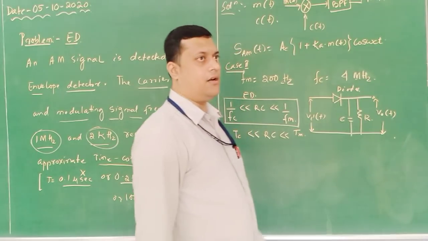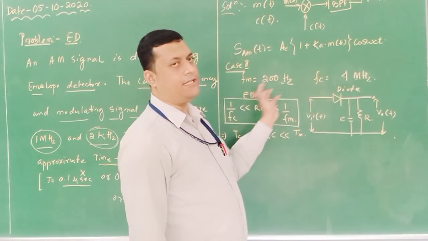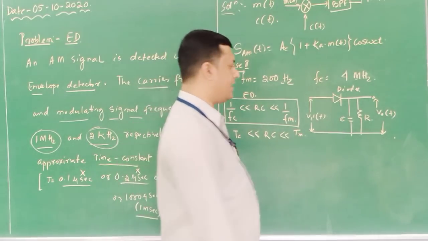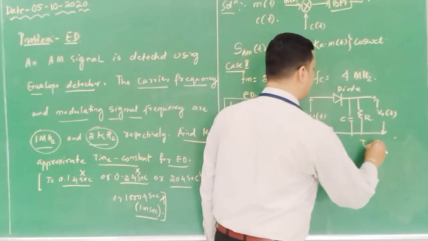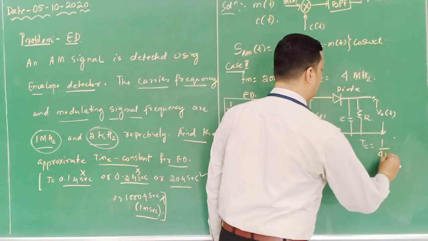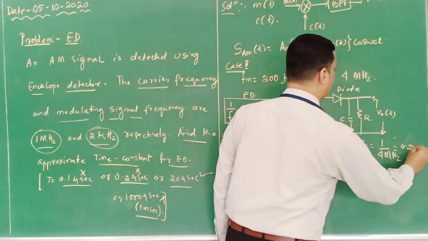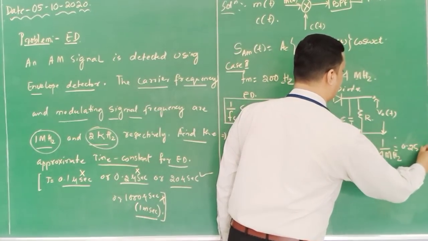Now our time constant must lie between these two. Time constant of whom? Time constant of an envelope detector. So what is my Tc? Tc is equal to 1 megahertz, so that means it is 0.25 microsecond.